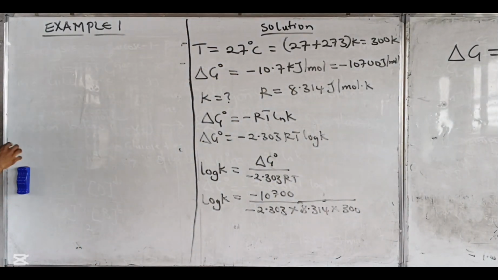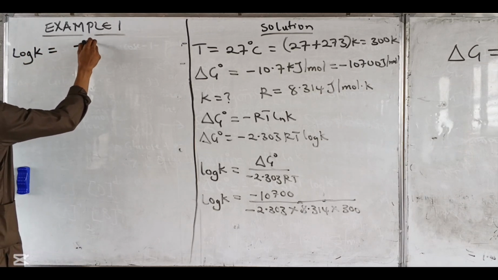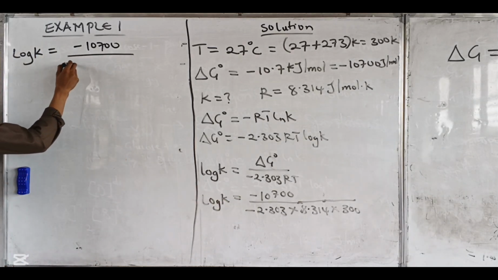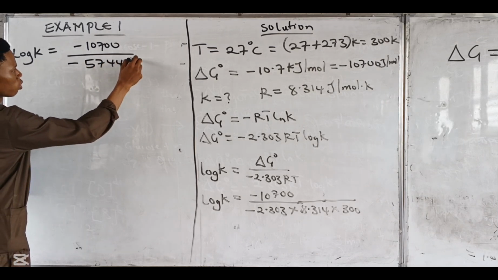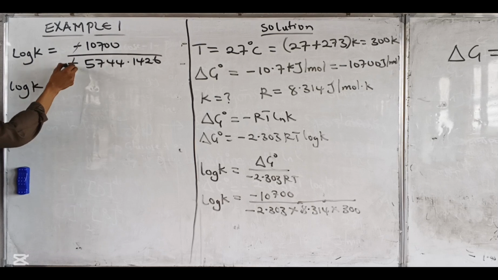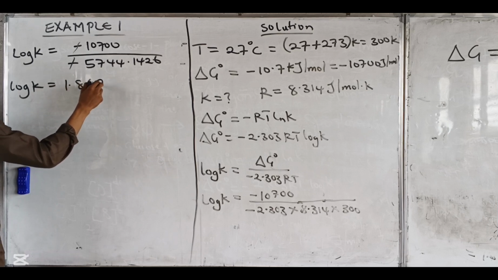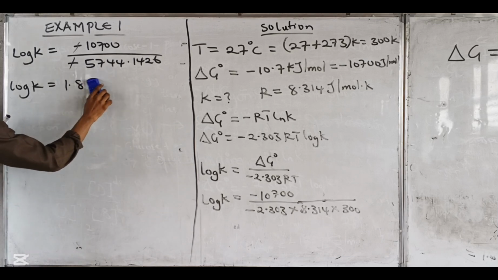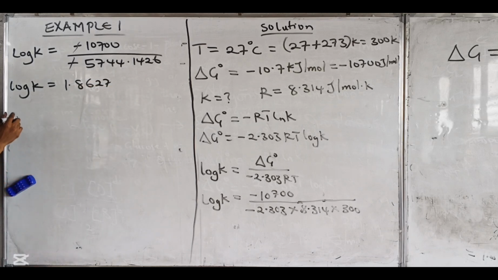So we'll have it that log K is equal to minus this over, now calculate everything down for me to give you what? Minus what? 5744, 1426. Good. Now log K will be equal to, you agree with me that minus will cancel minus, right? So this divided by this will give us what? 1.8627, like that. No problem. We can leave it at that.